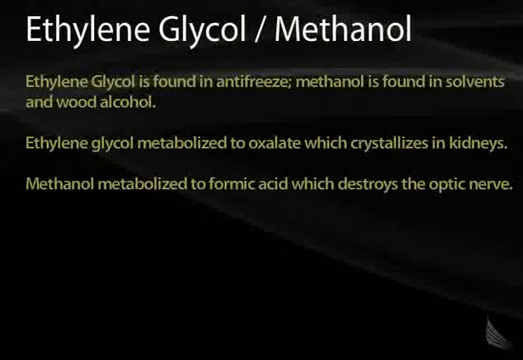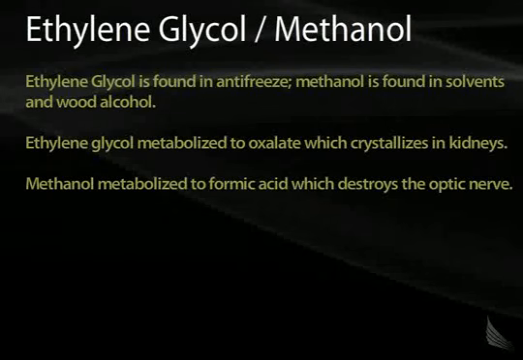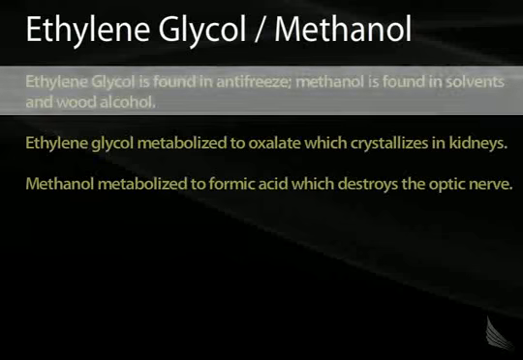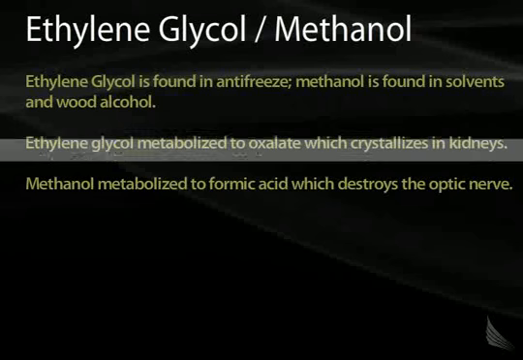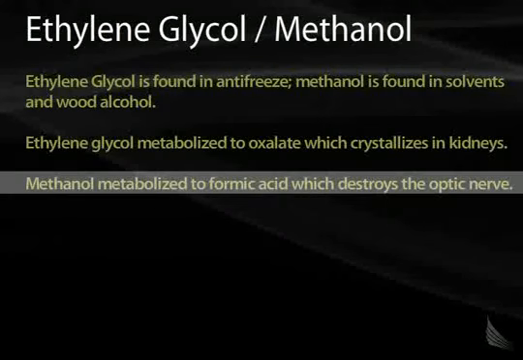Ethylene glycol and methanol are very common toxins that are usually seen in the emergency room or the intensive care unit when patients overdose on them. Ethylene glycol is found in antifreeze. Methanol is found in certain solvents such as windshield washer fluid and wood alcohol. Ethylene glycol is metabolized to oxalate, or oxalic acid, which causes kidney problems, whereas methanol is metabolized to formic acid, which is able to cause blindness.